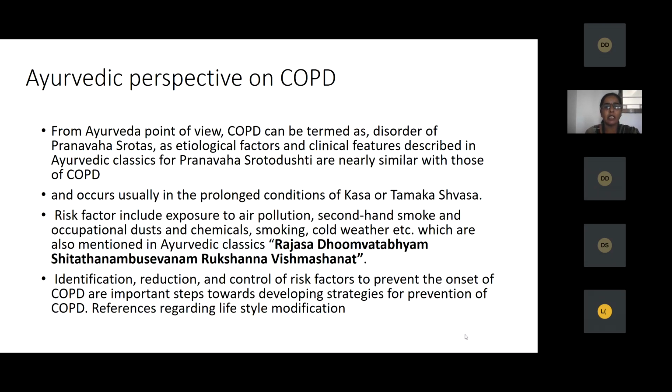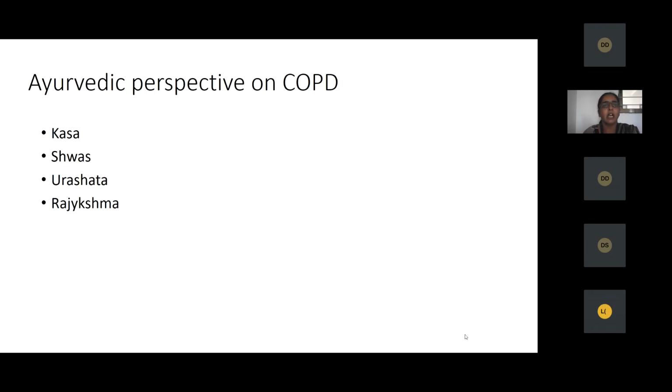Identification, reduction, and control of risk factors to prevent the onset of COPD are important steps toward developing a strategy for prevention of COPD, with references regarding lifestyle modification. From another view of COPD, we can say that Shwasa, Kasa, Urakshata, and in some respects Rajayakshma, we can also treat according to the signs and symptoms, using the chikitsa explained in our Samhitas.